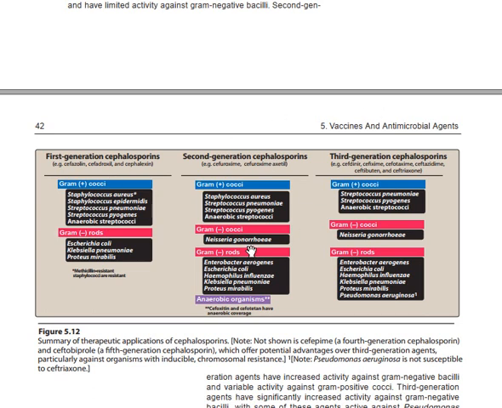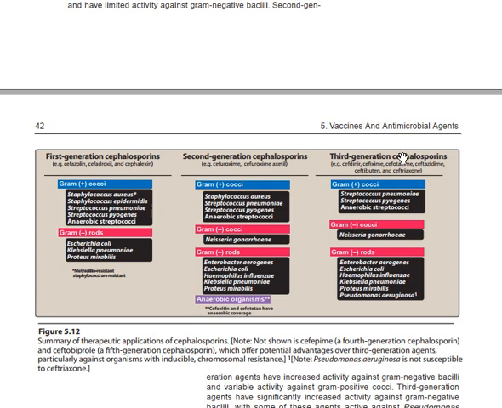Now the second generation cephalosporins include cefuroxime and cefuroxime axetil. Organisms susceptible to it are Staphylococcus aureus, Streptococcus pyogenes, Streptococcus pneumoniae, and anaerobic streptococci. Among gram-negative cocci, Neisseria gonorrhoeae is susceptible. Susceptible gram-negative rods are Enterobacter aerogenes, Escherichia coli, Haemophilus influenzae, Klebsiella pneumoniae, and Proteus mirabilis. Among anaerobic organisms, you need to know that cefoxitin and cefotetan have anaerobic coverage also.